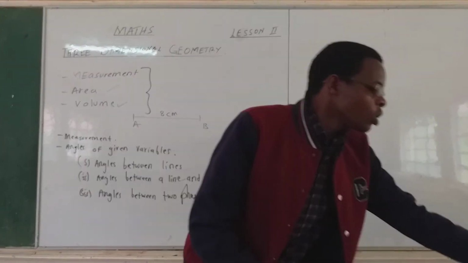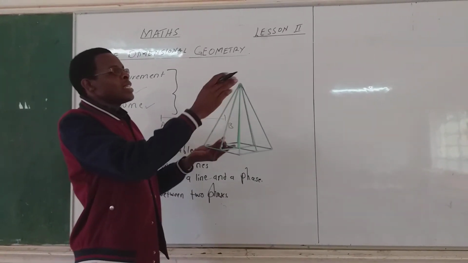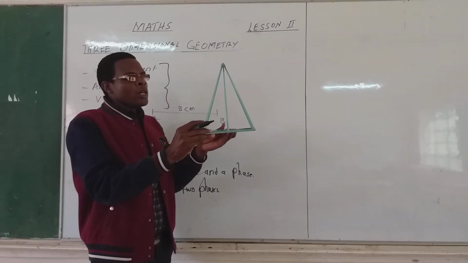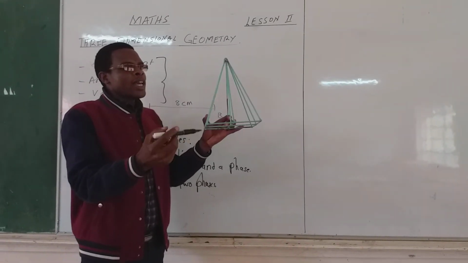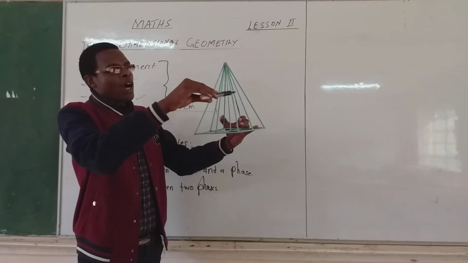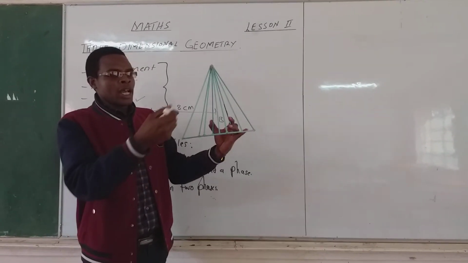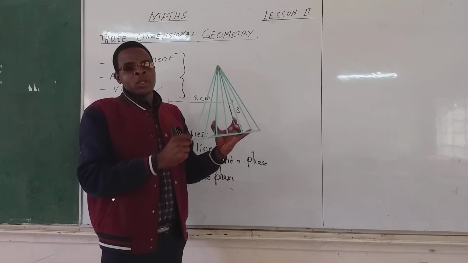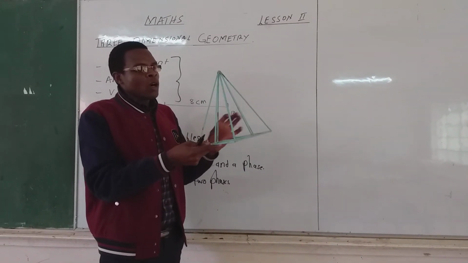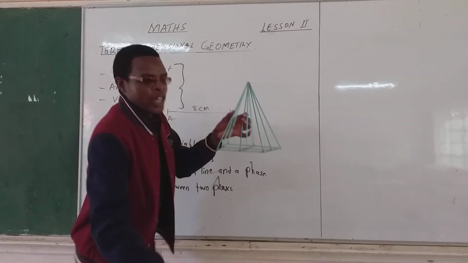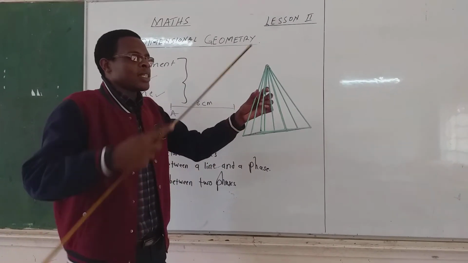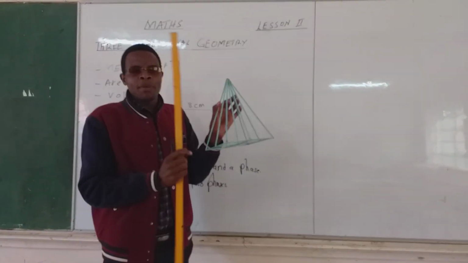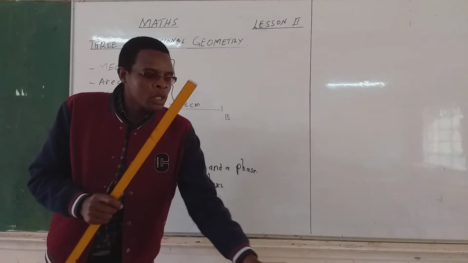And the moment we talk about the angles between two lines, what I have here is just the lines. These are the lines. So we can find the angle between this line and this line. That is when we talk about the angles between lines. We can find the angle between maybe this line and this line, where they meet. Also, we can find the angle between this line and this line. Any other two lines, as long as they meet somewhere, we can find the angle between the lines.